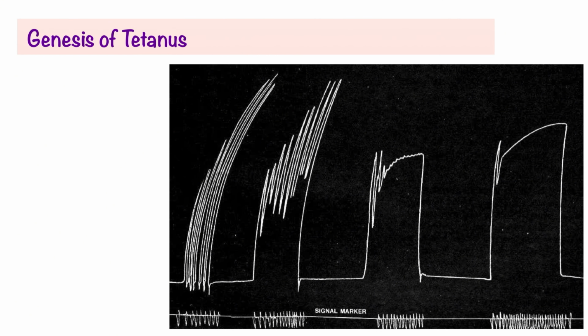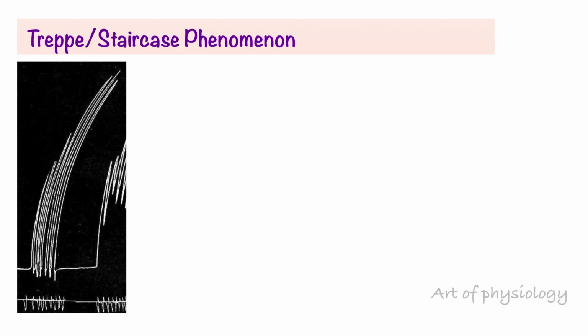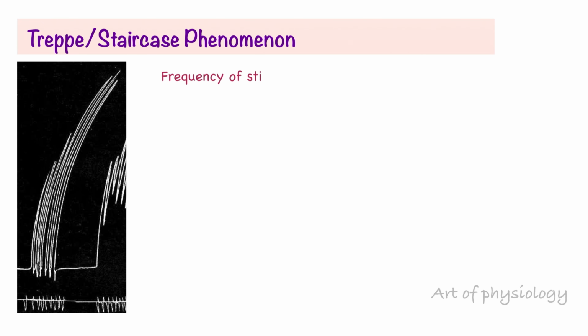So in this graph, we have four components. The first one is called treppe. The second one is called clonus. The third one is called incomplete tetanus, and the fourth one is complete tetanus. We'll discuss each one by one. First is the treppe, also called the staircase phenomenon. As you can see in this graph, it is somewhat like a staircase. The responses keep on increasing. That is why this is called the staircase phenomenon.